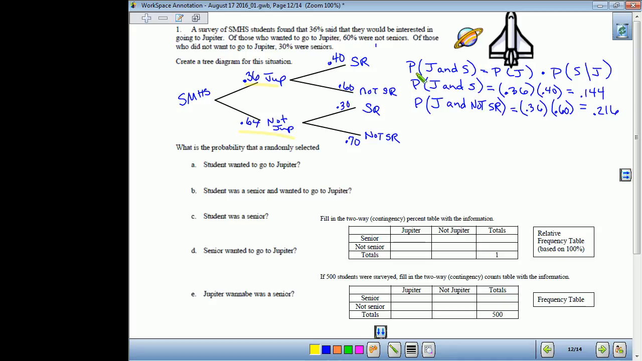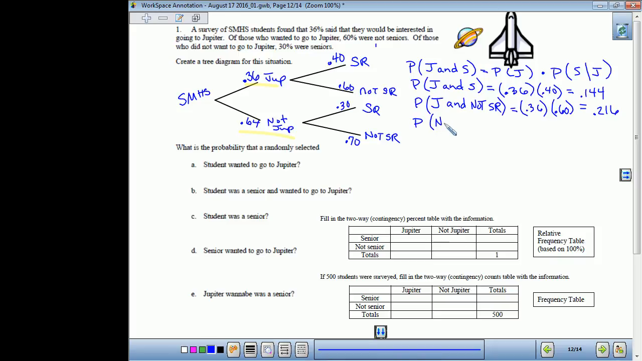here. The probability of Jupiter and being a senior, because this senior part was dependent on Jupiter, it would be the probability of Jupiter times the probability of senior given Jupiter. 0.36 times 0.4. Jupiter and not a senior, 0.36 times 0.60. Okay, now let's do the other two.